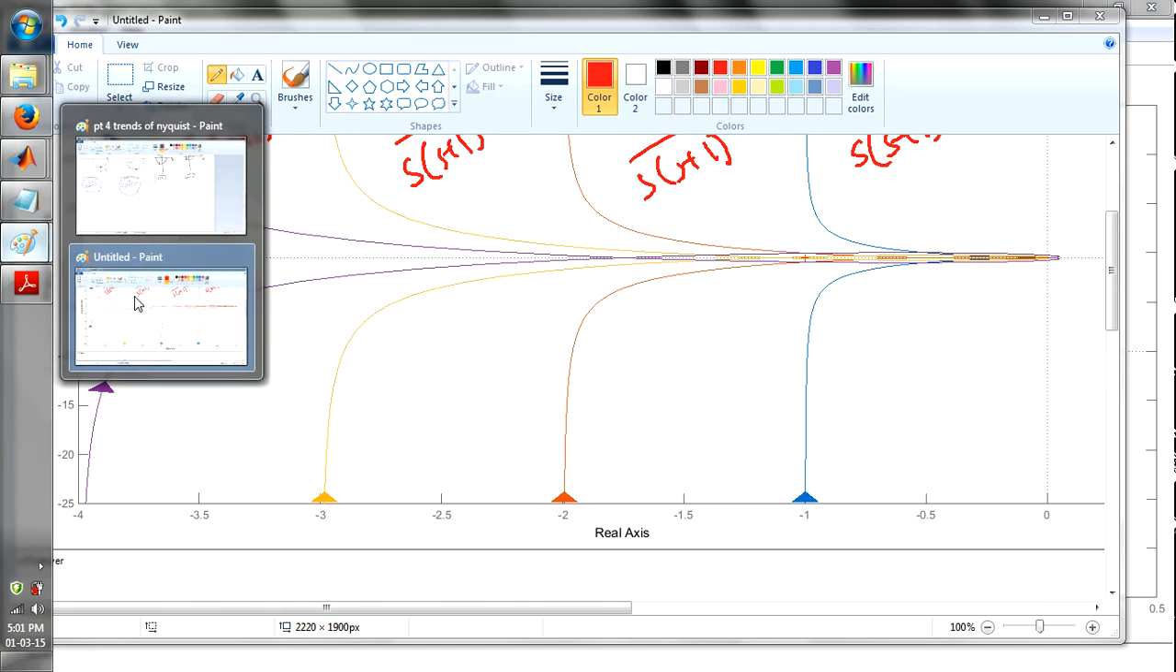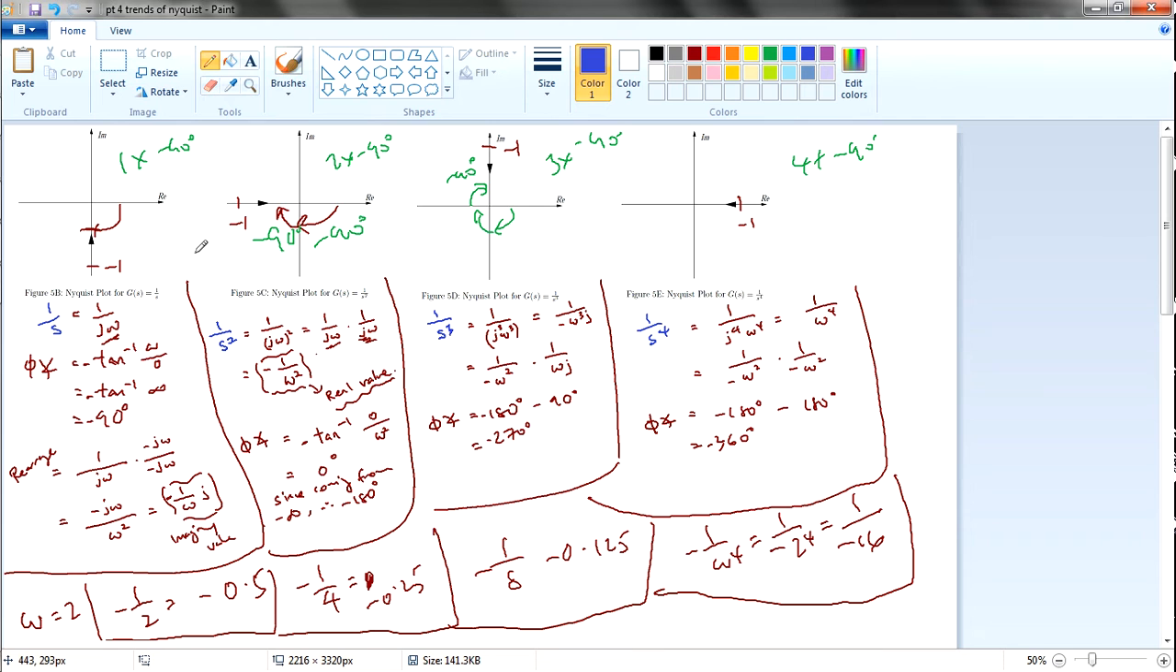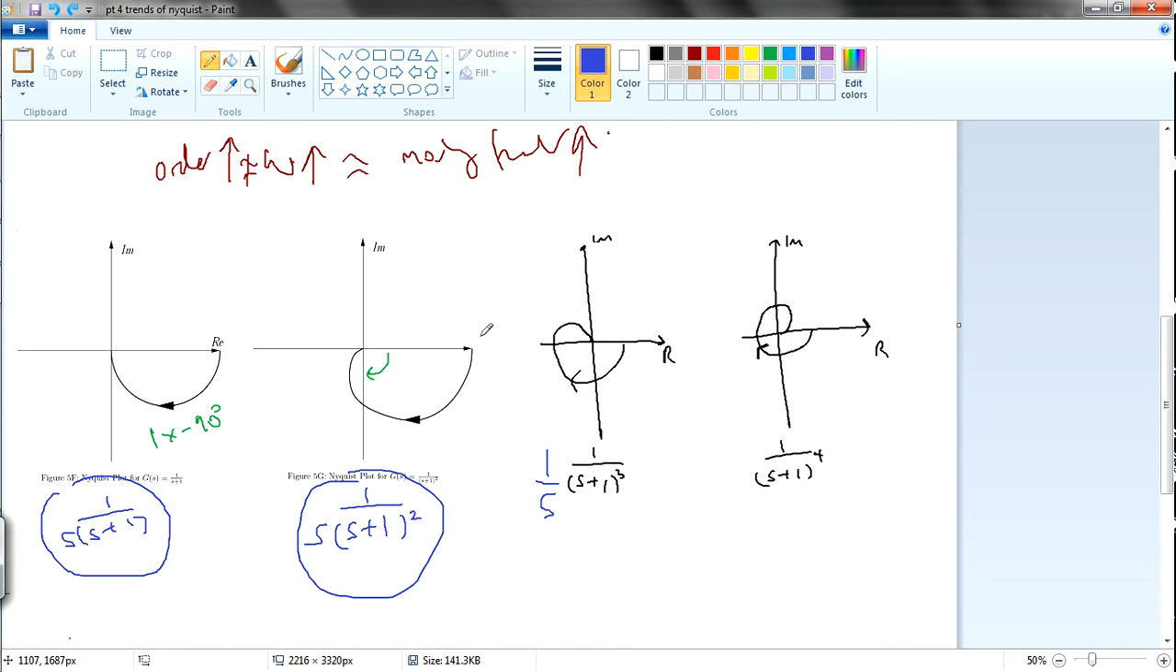If you remember, where does the simple integrator come from? It comes from negative infinity up to here, right? It's coming in this direction. And if you look at all these things, they're actually coming from this point all the way here. They're all coming in this direction, right?